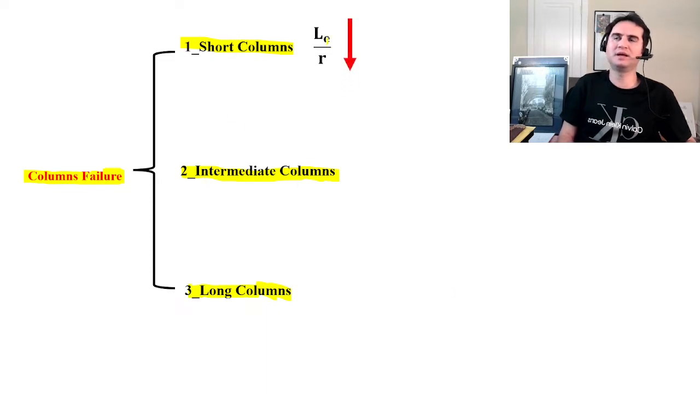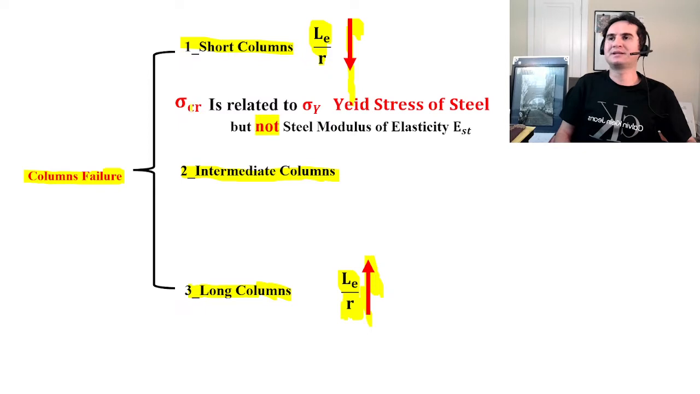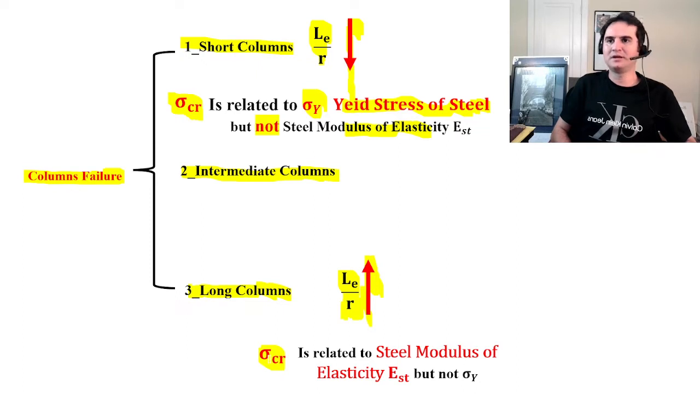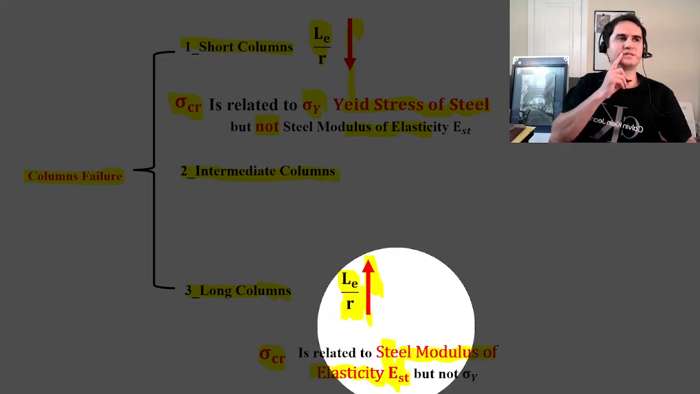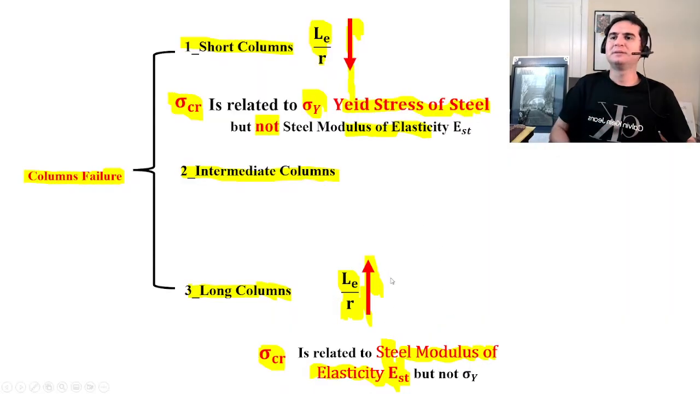By short columns, we mean the slenderness is very low because they are very short, and by long columns, the effective length over radius of gyration, which is called the slenderness of the column, goes high because they are long. If the column is steel, the critical stress for short columns is related to sigma y, the yield stress of the steel, but not to the modulus of elasticity. Likewise, the critical stress in long columns is related just to the modulus of elasticity of that material, for example E of concrete or steel, but not sigma y.